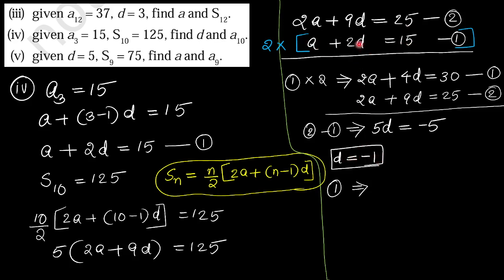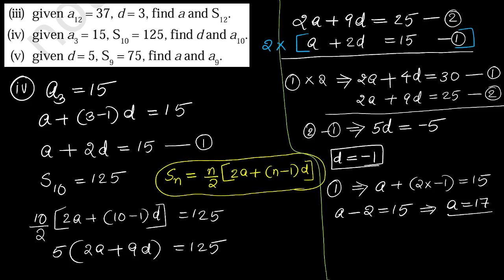Let me substitute d equal to minus 1 here. So a plus 2 into minus 1 equal to 15. In the first equation I put the value of d. a minus 2 equal to 15, or a equal to 17. I got a and d, both I got. I need the 10th term. For the 10th term a and d are necessary, that is why I solved for a also.